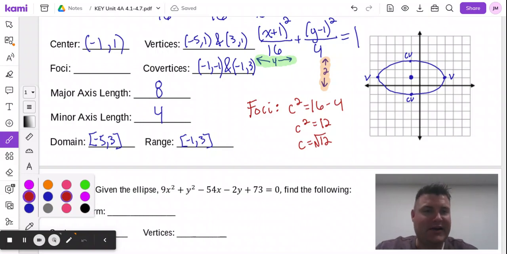It's between root 9 and root 16, because we know root 9 is 3. We know root 16 is 4, so it's between 3 and 4. So I'm going to go between 3 and 4 here. 1, 2, 3, and 4, and put it right there. And then between 3 and 4 over there, I'll label those as F's for foci.